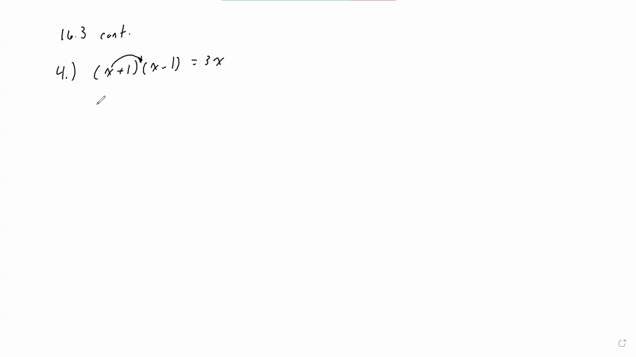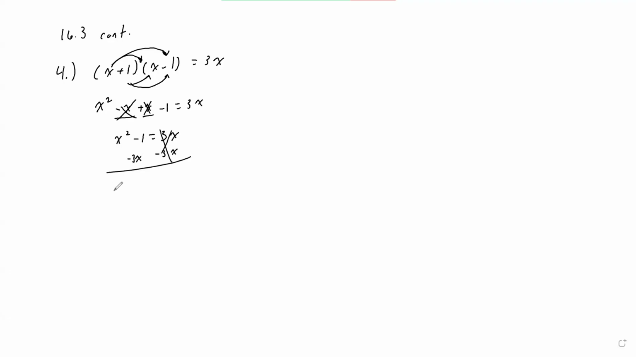So x times x is x squared. X times negative 1 is negative x. 1 times x is positive x. 1 times negative 1 is negative 1, equals 3x. Combine like terms, these guys will cancel each other out. So you're left with x squared minus 1 equals 3x. Then you have to set it equal to 0. So we're going to subtract 3x.